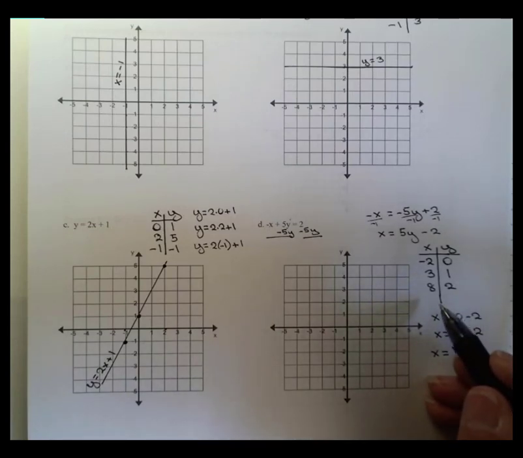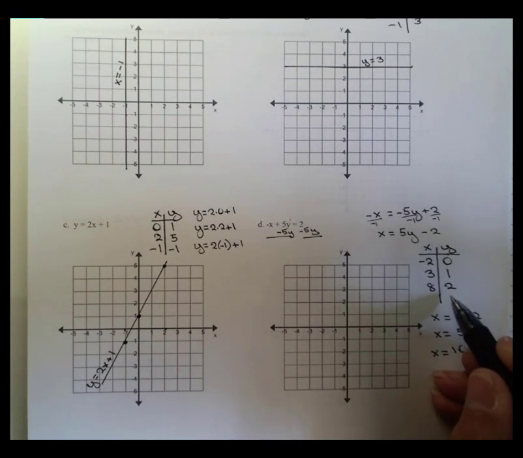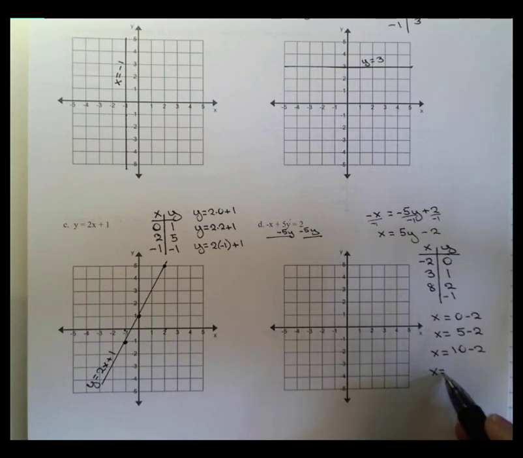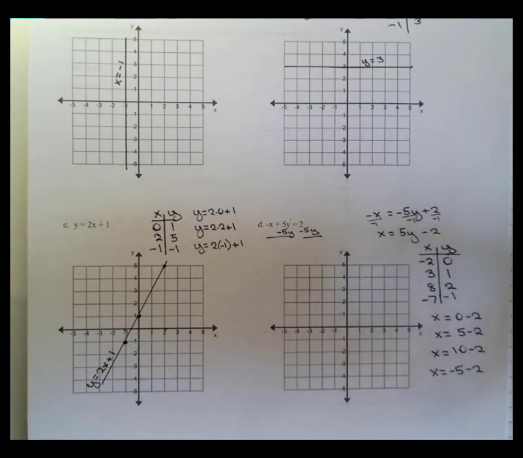How about I pick a y value of, how about negative 1? Let's see what that does for me. So how about x is equal to negative 1 times 5? Well, that's a negative 5. Minus 2, that's going to give me a negative 7. I'm not getting a whole lot better here, so I'm just going to go ahead and graph it.